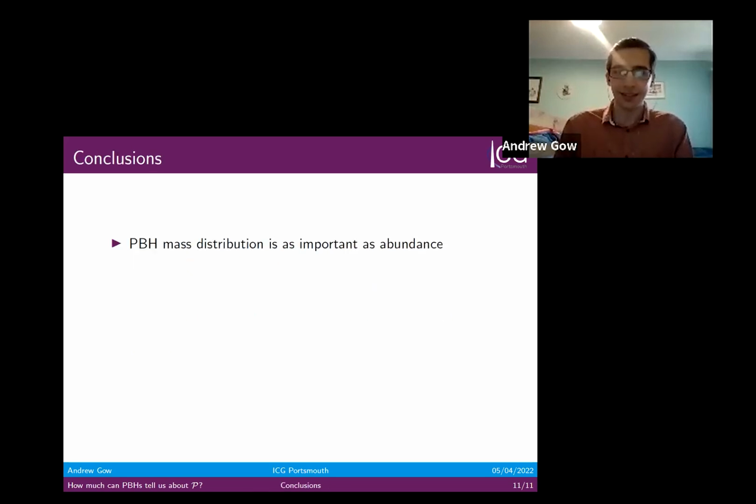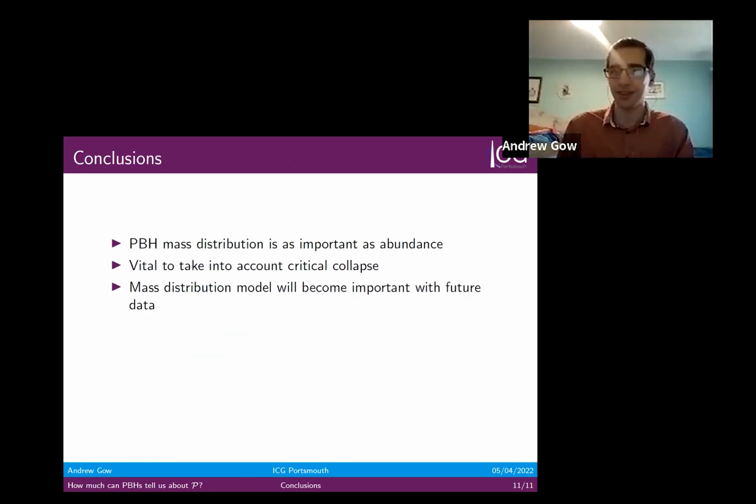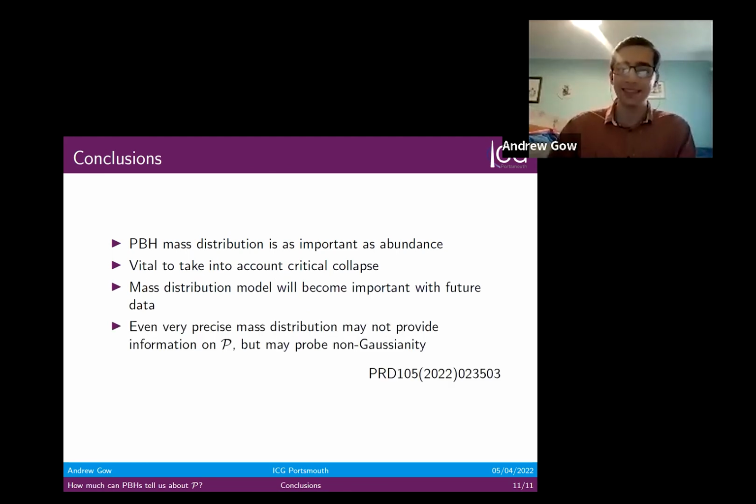So that brings me to my conclusions, which I'll go over a little bit quickly because I've run out of time. So first, I hope I've made it clear that the mass distribution for primordial black holes is as important as their total abundance, if not more so. It's vital to take into account critical collapse. And when you do so, you see that it's not log normal, and you need to potentially come up with a better model, such as the skew log normal or this critical collapse model, to work with future accurate data. And even very precise measurements of the mass distribution might not be able to provide full information on the power spectrum, but they could probe non-Gaussianity.